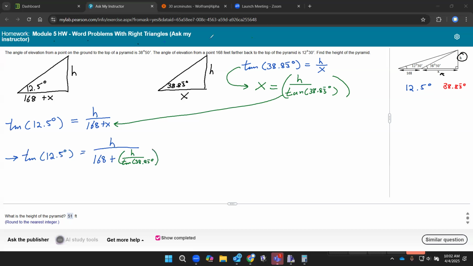Okay. So believe it or not, even though as ugly as that looks, we're getting a lot closer. Now we just need to solve for the height of the triangle. If we can solve the height of the triangle and move everything that's just a number to the other side, we can plug it in our calculator and we can finish this. So what I'm going to do is multiply both sides by the tangent, by this denominator. So the tangent of 12.5 degrees times 168 plus h over the tangent of 38.83 repeating degrees equals h.